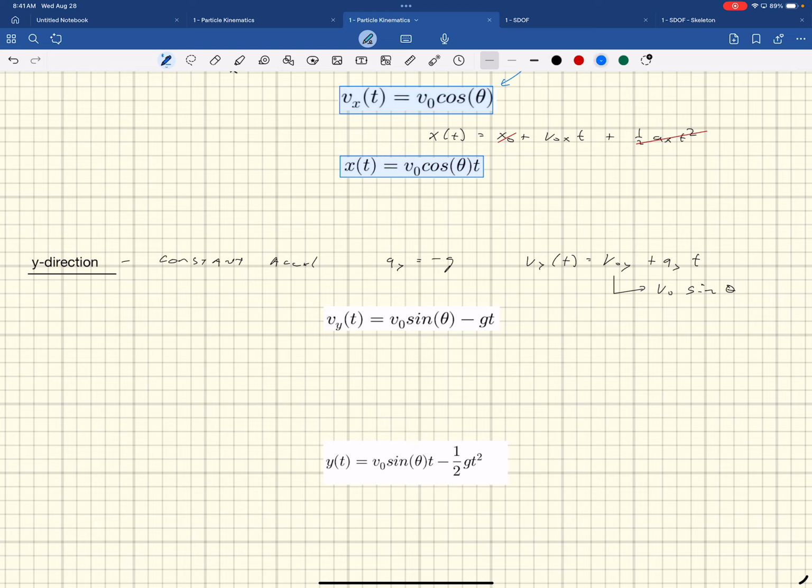And so this is what we get for our velocity in the Y direction, right? And it absolutely should be changing with respect to time, okay? Because there is some acceleration going down there.